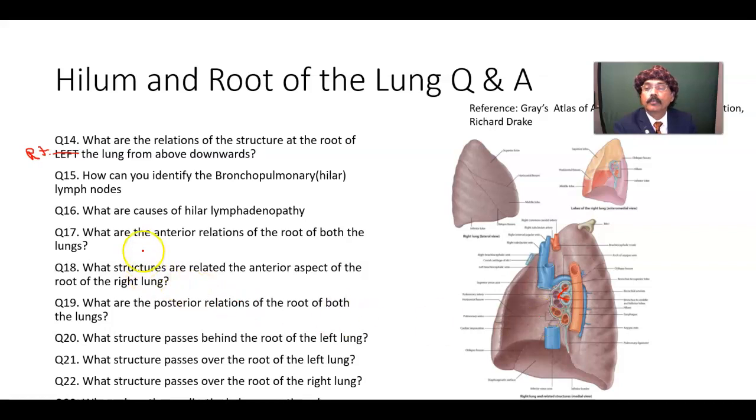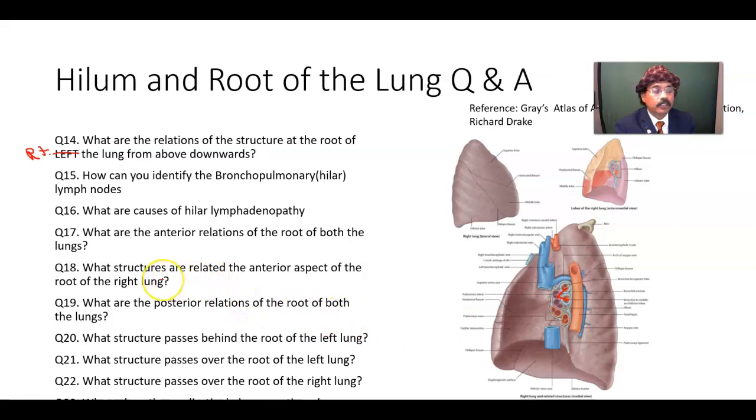What are the anterior relations of the root of both lungs? Anteriorly in both lungs, we have the anterior pulmonary plexus, which is an autonomic plexus. We have the phrenic nerve. We have the pericardiacophrenic vessels. In addition, in the case of the right lung, we also add the superior vena cava and part of the right atrium.